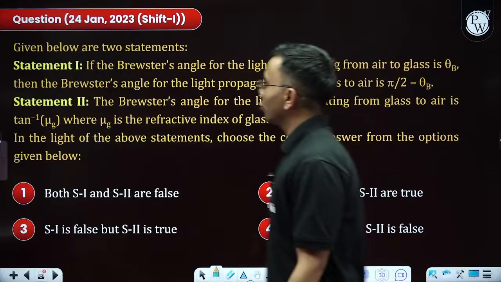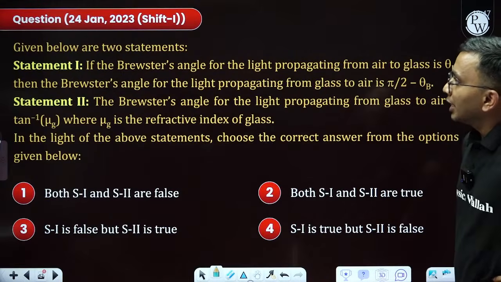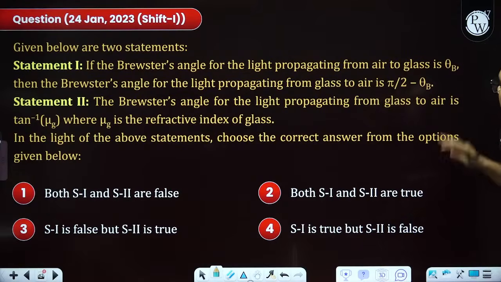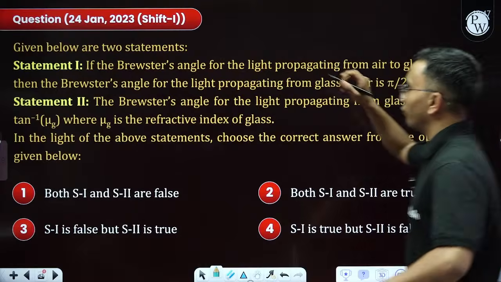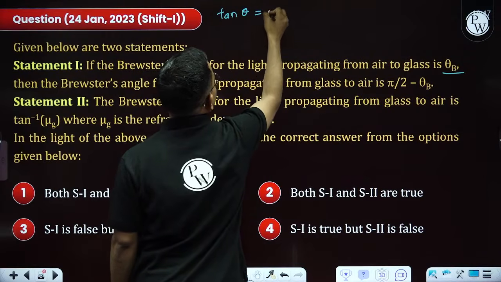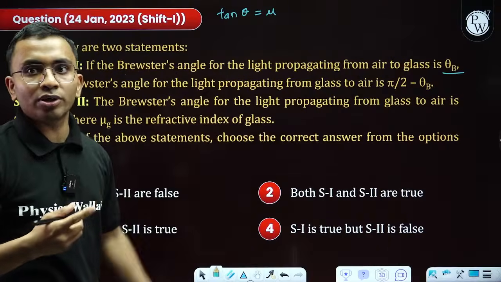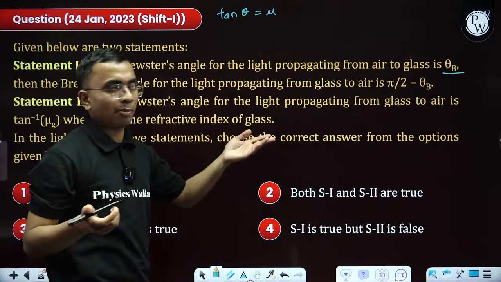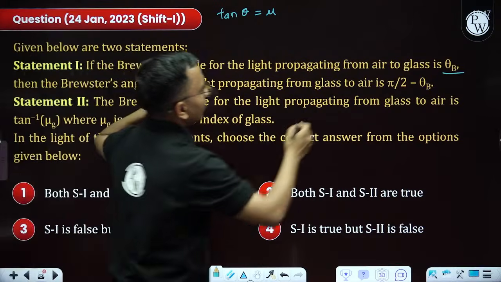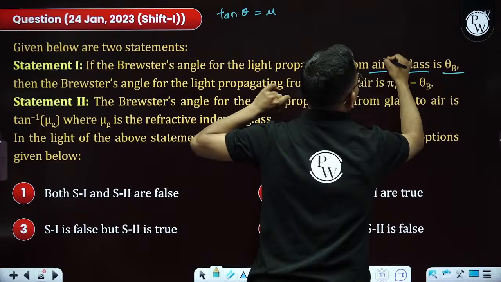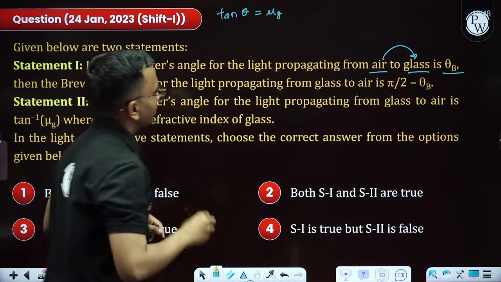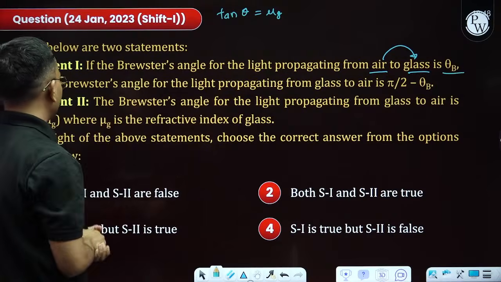Okay, Brewster's law question, two statements. If the Brewster angle of the light propagating from air to glass is theta Brewster, how do we write it? We know for Brewster angle, tan theta is equal to mu. At that particular angle of incidence, the polarization happens. Here it is mentioned for the light propagating from air to glass, so it will be mu glass divided by mu air.